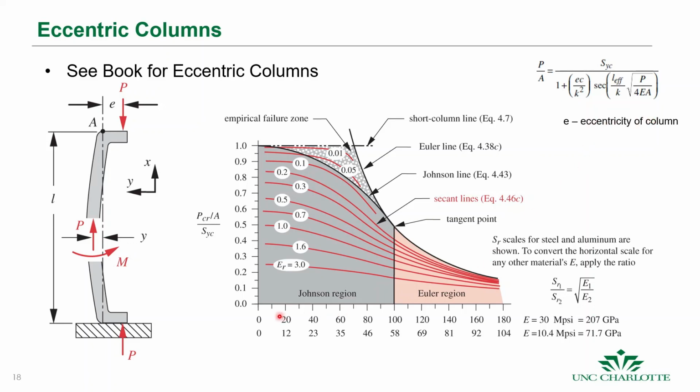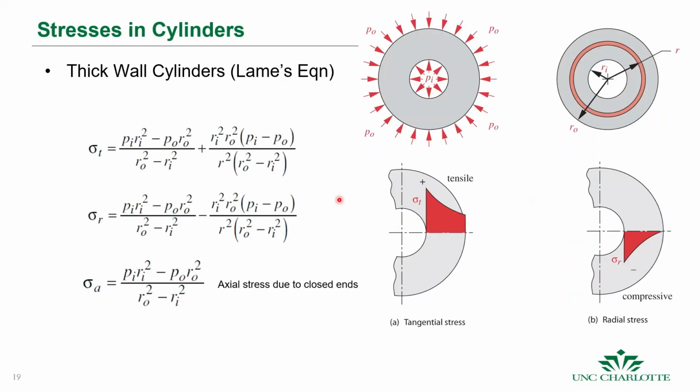What you'll see down here on the x-axis are different numbers for different materials. This is for steel and aluminum. If you need to convert this for other materials, you can do that based upon the Young's modulus for their slenderness ratios of one to the other by using this equation. Like I said, this is beyond the scope of what I'm going to hold you accountable for, but eccentric columns do show up, and there is an analysis approach in the book that you can use.